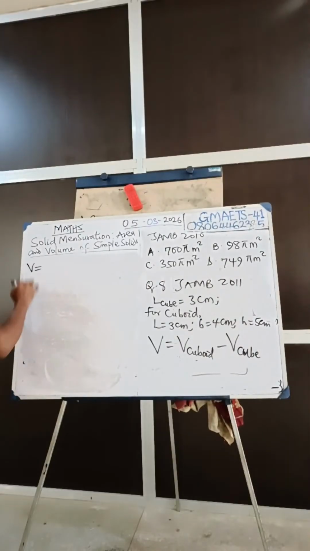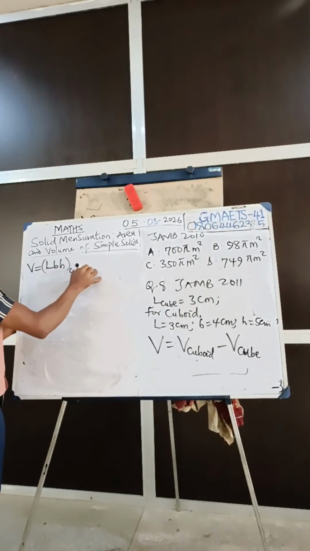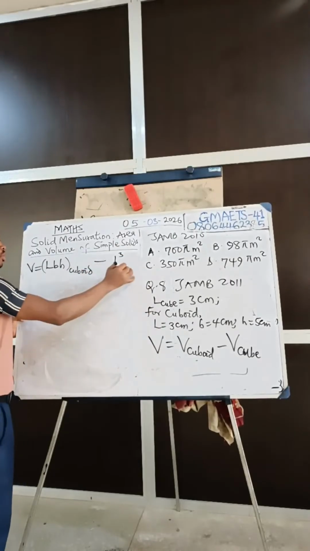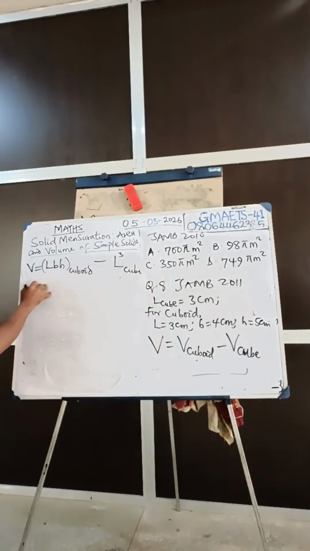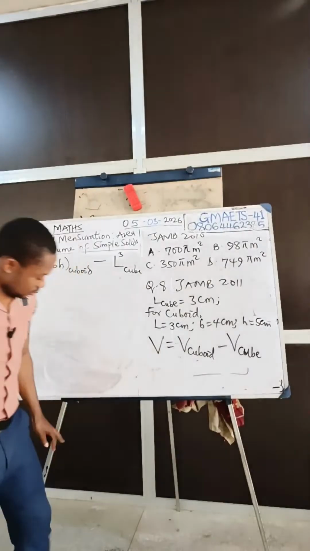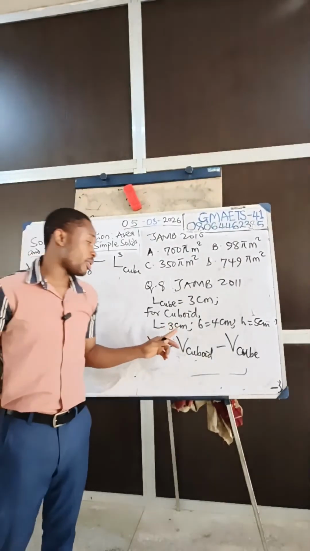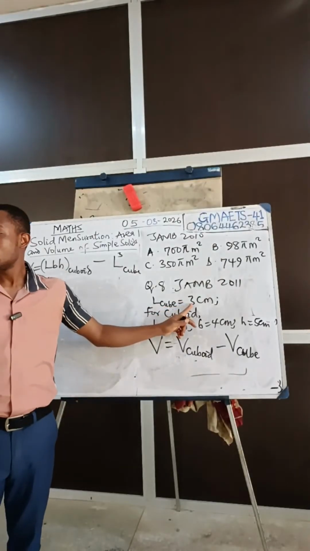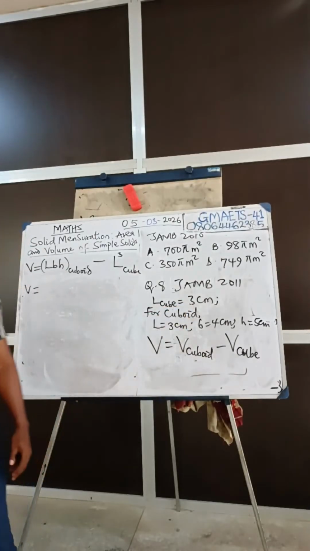So we go, volume is now going to be, volume of cuboid is what? Length times breadth times height for the cuboid. Is that not so? Then minus volume of cube is what? Length cubed for the cube. So substituting, do you see that in example, you really don't even need to solve this question? Are you aware? You don't need to stress yourself solving, because all you just need to do is multiply 3 by 4 by 5. You get the volume of the cuboid. And then subtract the volume of the cube. 3 cubed is 27. Is that not so?